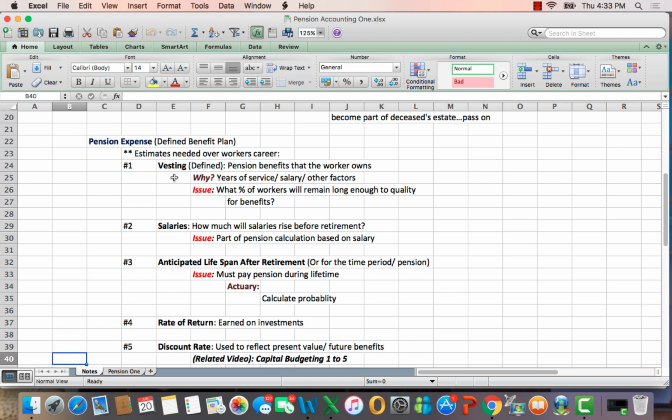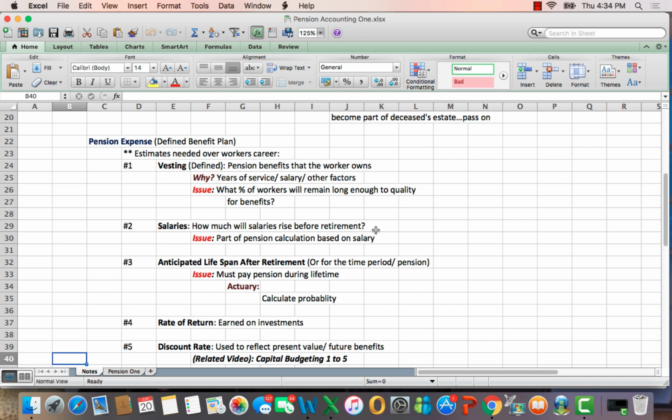So a very important term is vesting, which means pension benefits that the worker owns, that the worker controls, if you will. And typically the vesting is based on years of service, salary, usually the last salary or last few years of salary, and other factors. And the question you need to answer as a company, using an actuary, is what percent of workers will remain long enough to qualify for the benefit that you offer? Because vesting is set up to provide an incentive to get employees to stay and help you run your business.